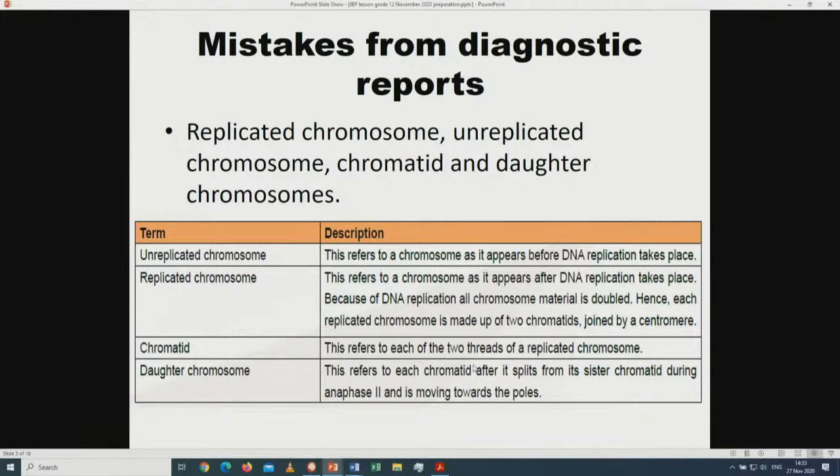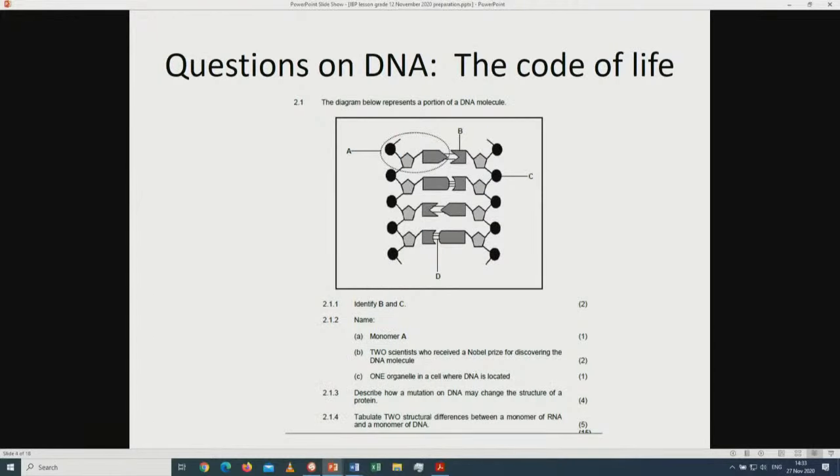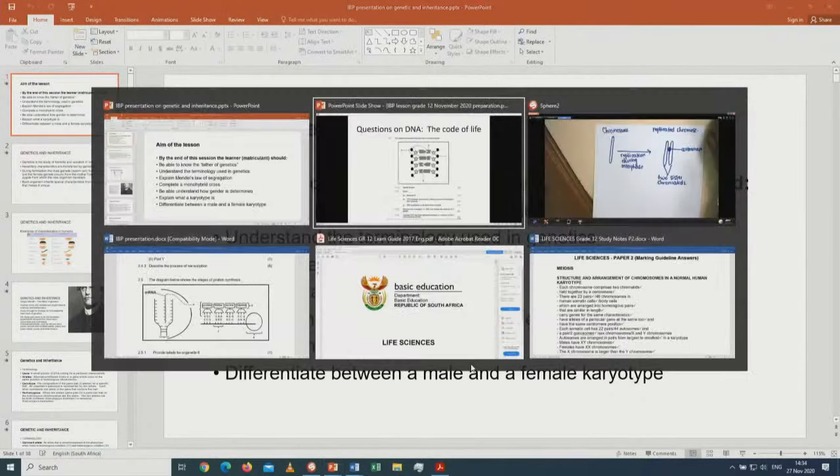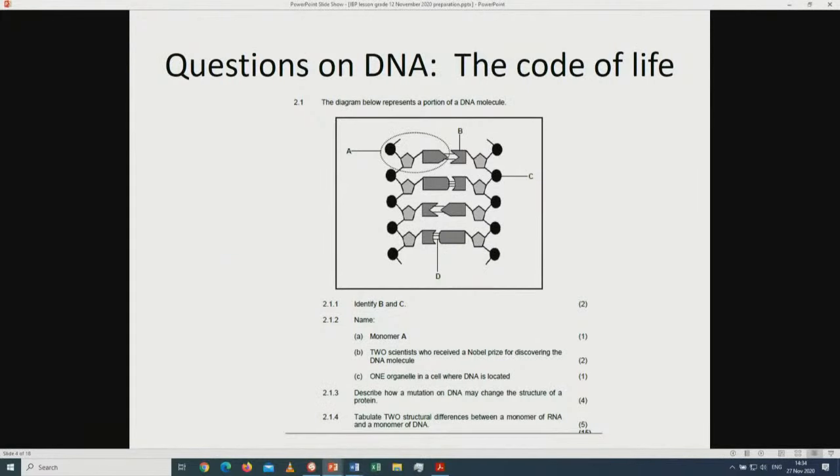Now we'll just cover a bit of revision in relation to the DNA code of life. This is a question based on the DNA code of life. We know that DNA is made up of two strands, that is, it is double stranded, and it is also made up of a deoxyribose sugar and a phosphate.